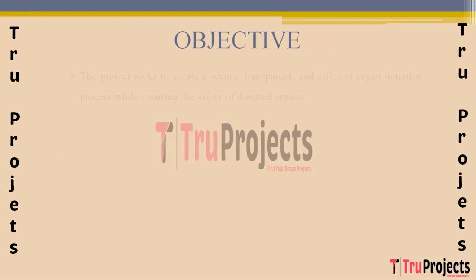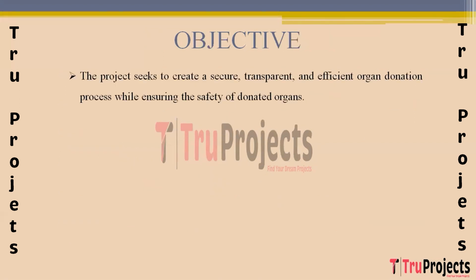Objective of the project. So, as I mentioned earlier, the primary objective of this project is to establish an organ donation process that is secure, transparent, and highly efficient. By leveraging blockchain technology, we aim to ensure that the organ donation process is not only secure but also transparent, providing donors and recipients with confidence in the system. Additionally, we seek to streamline the process, reducing delays and inefficiencies, ultimately saving lives.